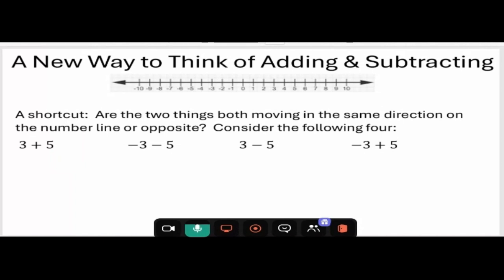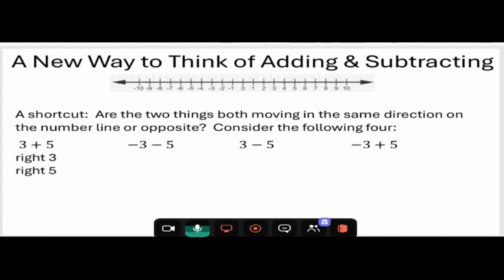Okay, so this seems like a lot of work to try and think through that number line every time. So let's try and make life a little bit easier for ourselves, because there's a bit of a shortcut you might have noticed. The main question you want to ask yourself when you're adding and subtracting positive and negative numbers is, are the two pieces both moving in the same direction on the number line, or are they moving in opposite directions?